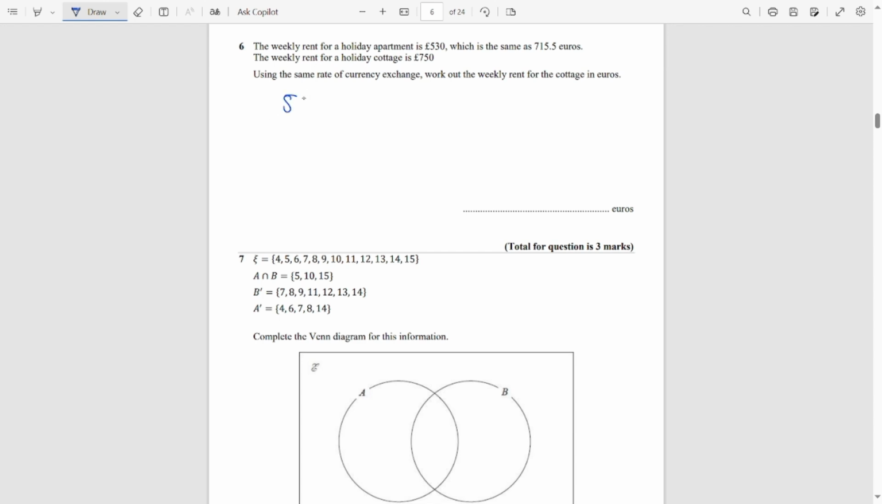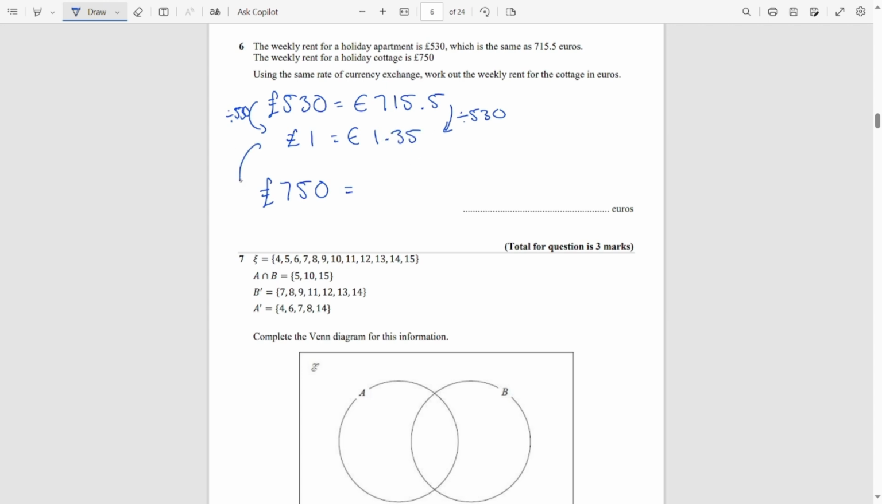So I know that £530 is equal to €715.5. Now I want to work out what £1 is going to be worth, and then eventually I'm going to work out what £750 will be worth. So to get £1, I have divided here by 530. So I'm going to divide the other side also by 530. And so you get £1 is worth 1.35 euros.